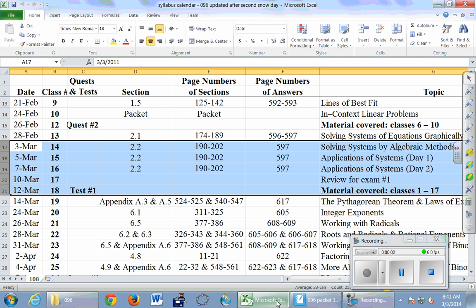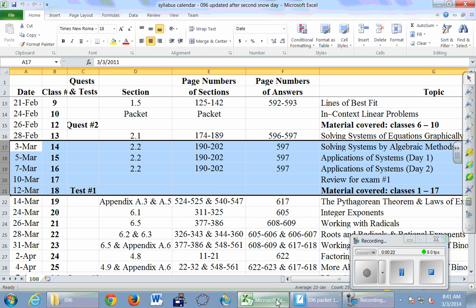Okay, we'll take a quick look at the calendar. Today we are going to cover systems of equations using algebraic methods. Last time we graphed two lines and often they would intersect and we would grab that point of intersection. And today we're going to be looking for the same point of intersection, but we're not going to be relying on graphs. We're going to be doing this instead using algebra.